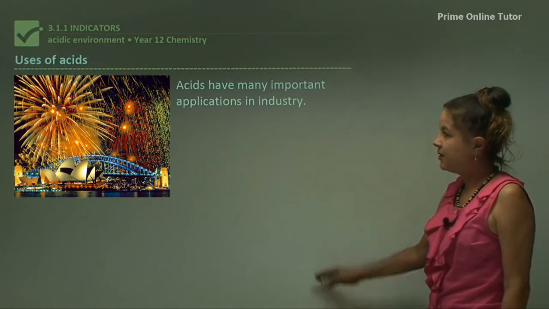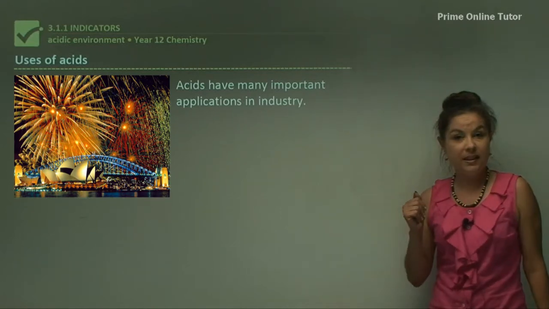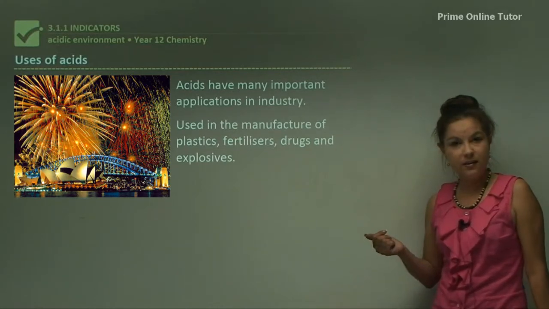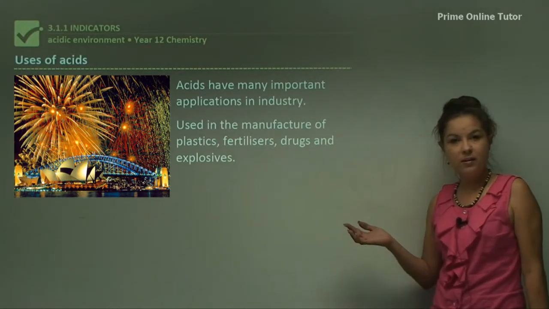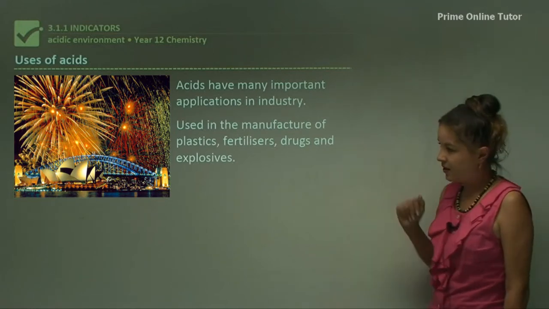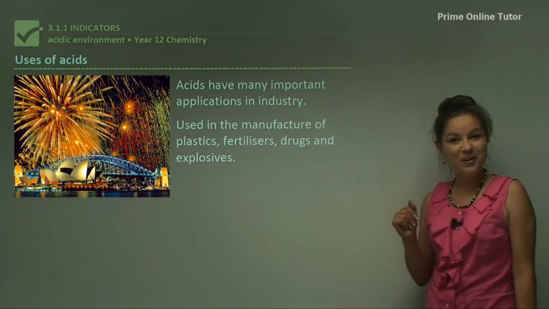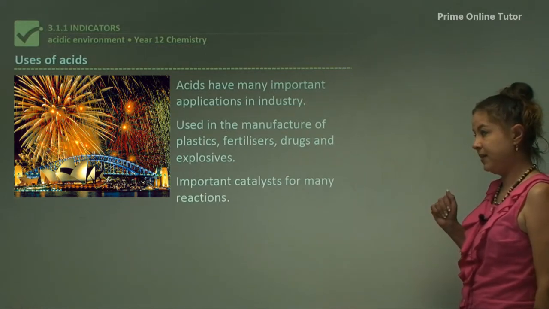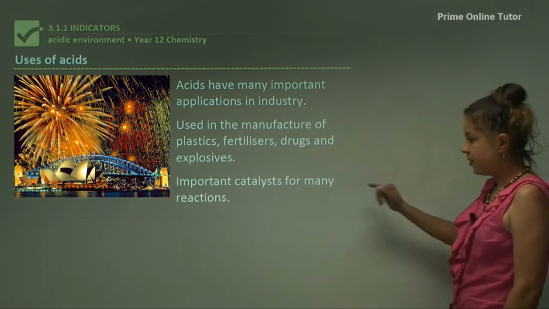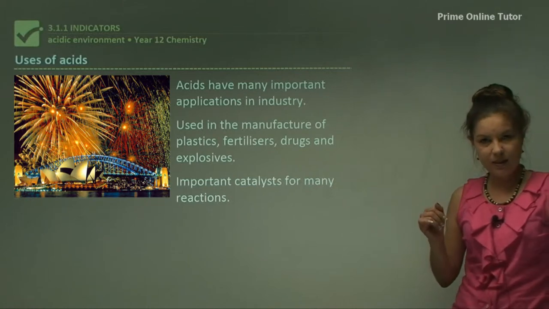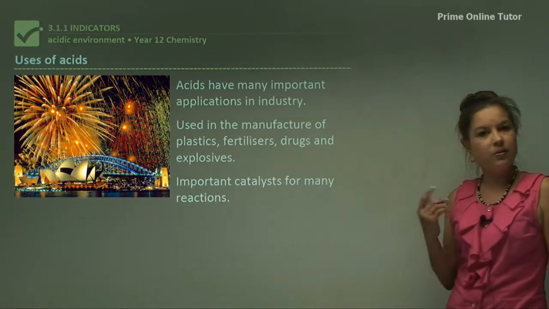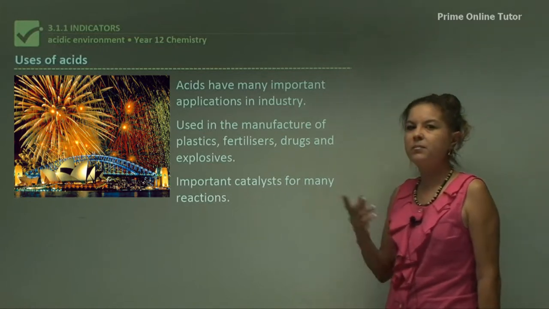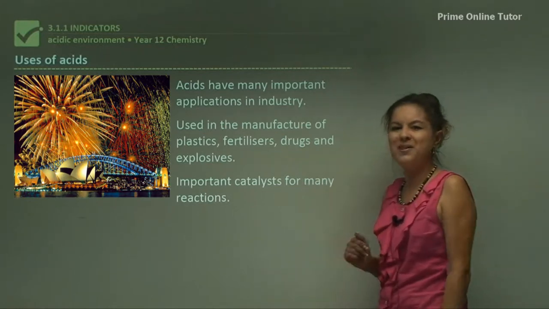So, acids have many important applications in industry. They're used in the manufacture of plastics, fertilizers, drugs, and explosives, such as that pretty picture of fireworks over Sydney Harbour. They're an important catalyst for many reactions also. So they're widely used in the chemical industry because they speed up certain reactions that may take hours or days. If we add an acid, sometimes it happens faster, so things get done faster.